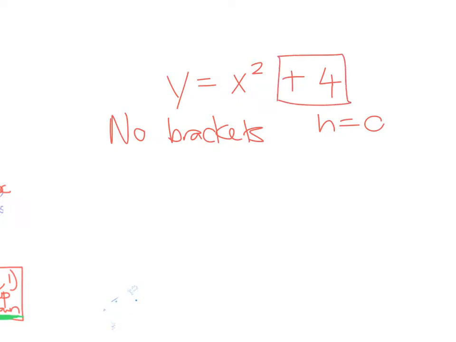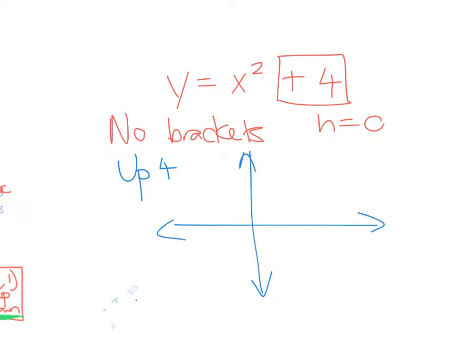All you worry about is this. That's not in the brackets and it's positive. If you look back on those notes that I said you must know, that means you move it up 4. So we get a graph of y equals x squared. That's the first thing: 1, draw y equals x squared. So we get our graph of y equals x squared.